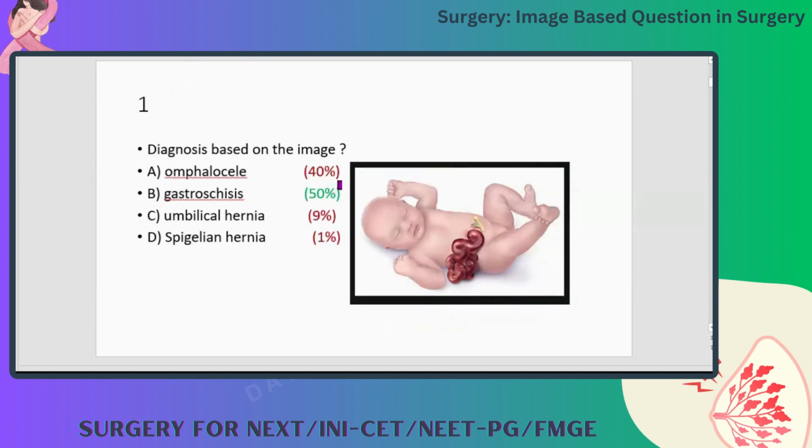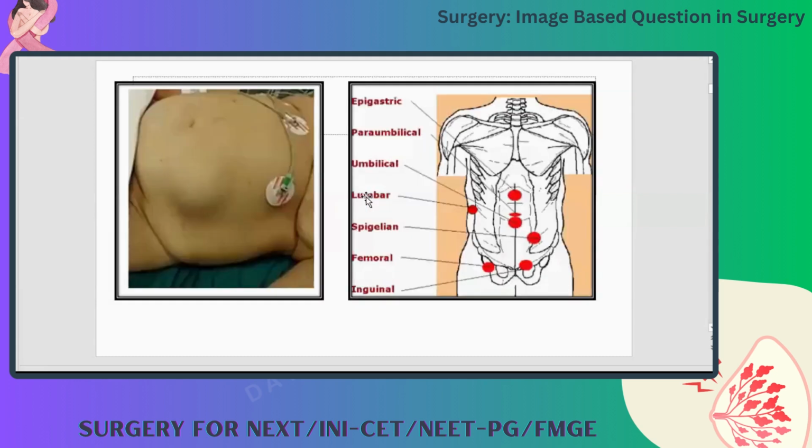So most of them will mark option B, and some people have confusion between omphalocele and gastroschisis. So I'll discuss what it is. But you should never mark umbilical hernia or spigelian hernia. It is wrong. Why? Umbilical hernia or spigelian hernia, they'll just look like this. They are swelling covered with skin. See here.